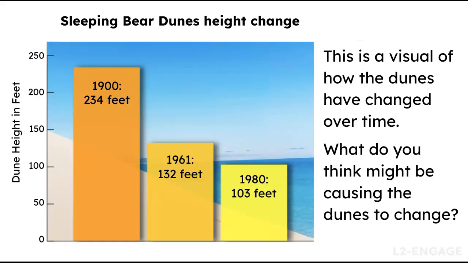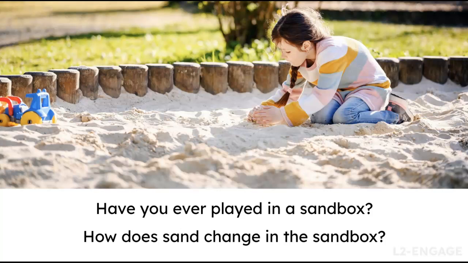You'll then project the changing dunes graphic and ask what students think might be causing the dunes to change. You'll support students to come up with ideas about wind and water changing the dunes and encourage them to think about their own experiences with sand. You'll revisit the driving question board and add any new questions and highlight others connected to the learning goals of this lesson by calling attention to questions about what is causing the dunes to change, why the dunes are changing, and how the dunes are changing.